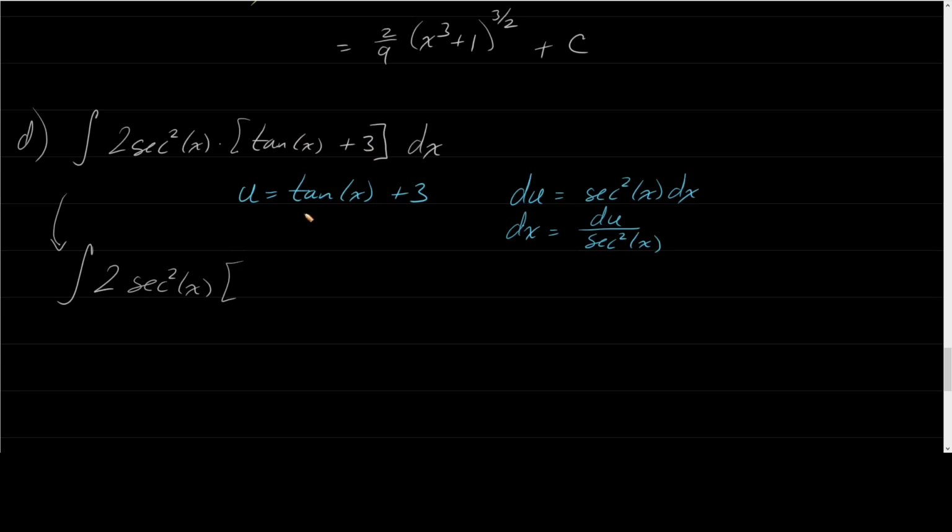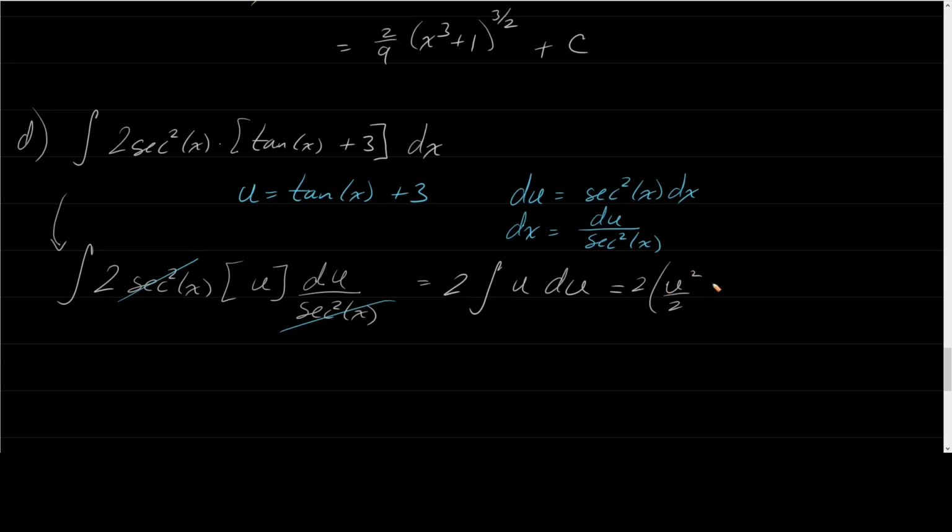This tan x plus 3, that was our u. This dx was du over secant square of x. And at that point, you see that the secant square and the secant square cancel each other out. So what we really have here is just 2 times the integral of u du. And the integral of u is u squared over 2. So we have 2 times u squared over 2 plus c.